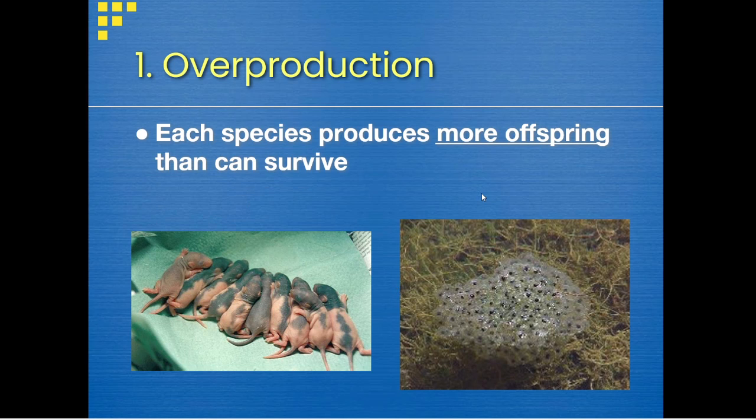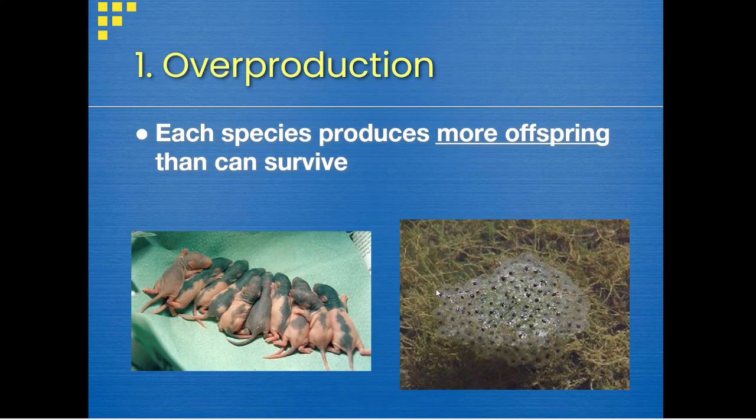All right, so let's look at what is overproduction. So overproduction is each species produces more offspring than can survive. This doesn't usually happen in humans anymore, but it happens everywhere else. So here is mice, so you can see how many are there. There's lots of them. Some of them may not survive. So it's producing as many as they can to pass on their genes.